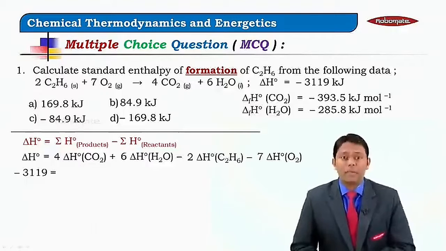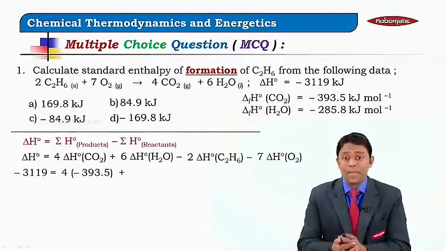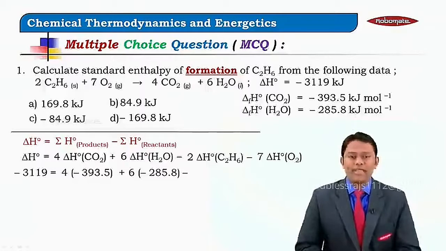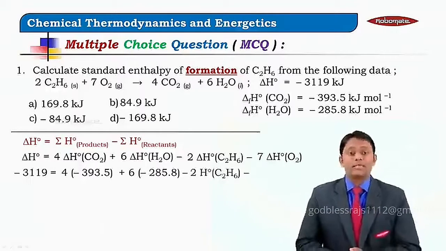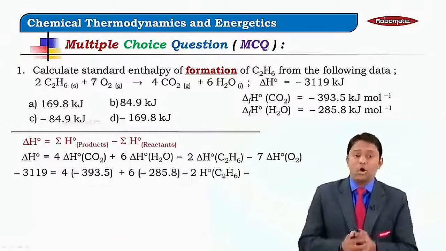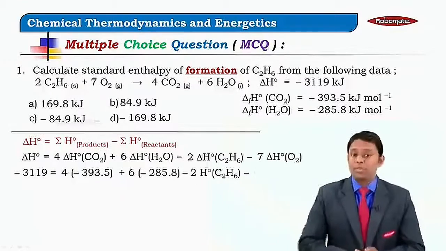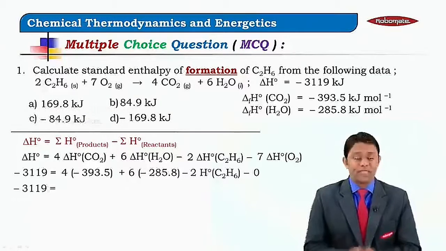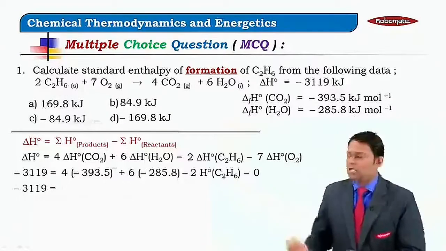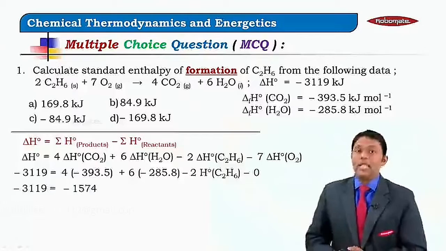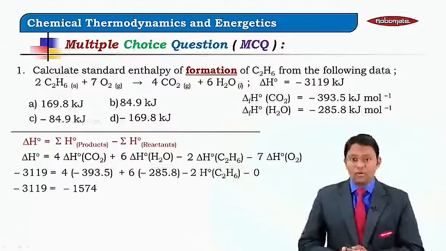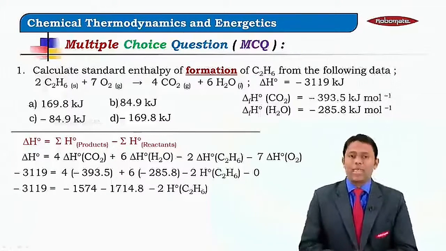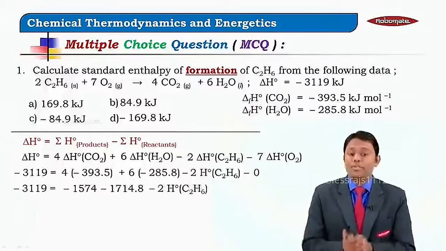So 4 times the value of carbon dioxide, that is 4 times minus 393.5, plus 6 times minus 285.8, and minus 2 times the enthalpy of formation of ethane, and minus the oxygen term will be 0. Why? Because oxygen is present in the elemental form. Its value has to be taken as 0. So it is minus 3119 equals minus 1574 minus 1714.8 and minus 2 times the value of enthalpy of formation of ethane.